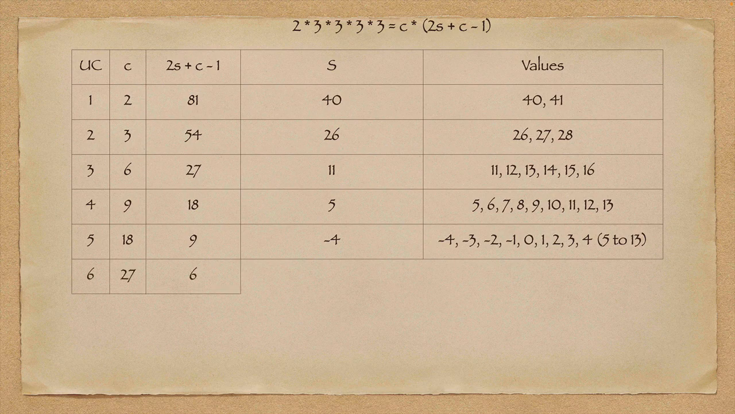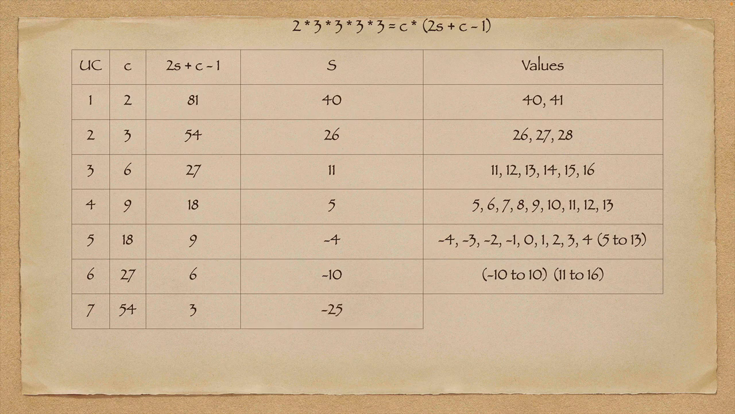C could be 27, 2S plus C minus 1, in that case would be 6. In which case S is minus 10, and therefore the value would be minus 10 to plus 10 and 11 to 16. I could also have 54 and 3, in which case it's minus 25, so it's minus 25 to plus 25 followed by 26, 27, 28.